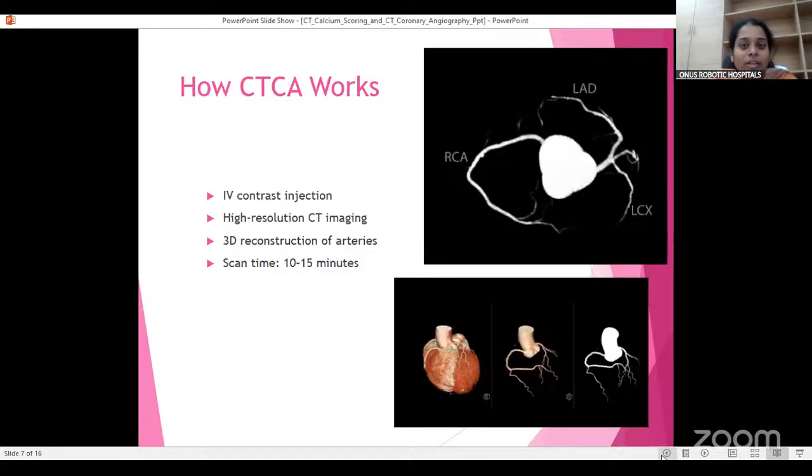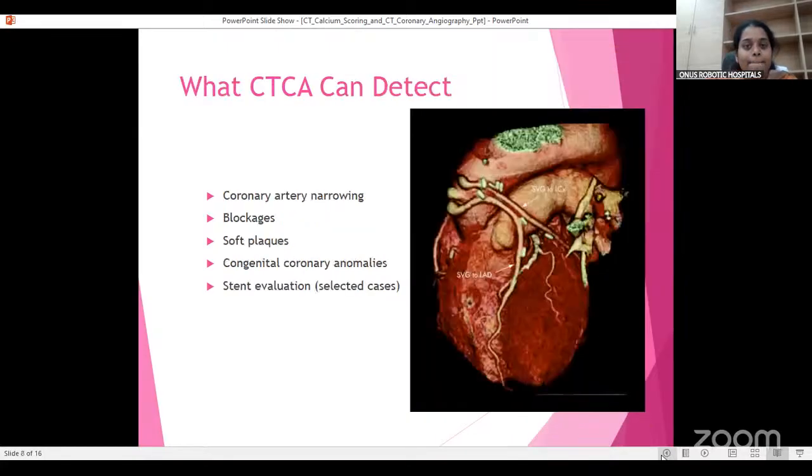In the CT coronary angiogram, we give an IV contrast injection and perform it under high resolution CT imaging. It usually takes around 10 to 50 minutes. When we give this dye injection, we see how the vessels fill in the CT angiogram. If the dye is flowing freely, then there is no blockage. When there is an obstruction to the flow of the dye, there we suspect blockages.